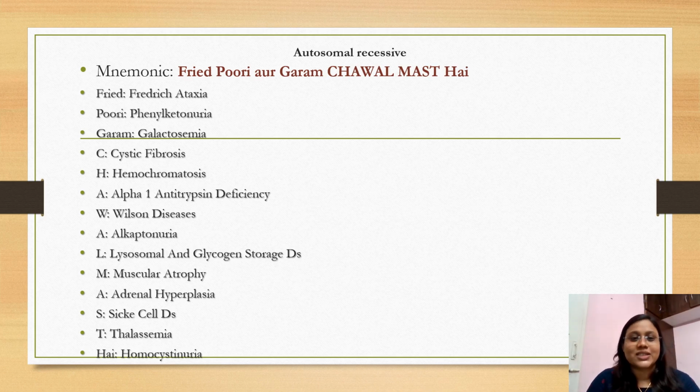So from F it is Friedreich's ataxia, from P it is phenylketonuria, from G galactosemia, then cystic fibrosis, hemochromatosis, alpha-1 antitrypsin deficiency, Wilson disease, alkaptonuria, lysosomal and glycogen storage disorders, muscular atrophy, adrenal hyperplasia, sickle cell disease, which is most common at our side, then thalassemia and homocystinuria. So blood disorders, sickle cell and thalassemia, which we most commonly encounter, are autosomal recessive.